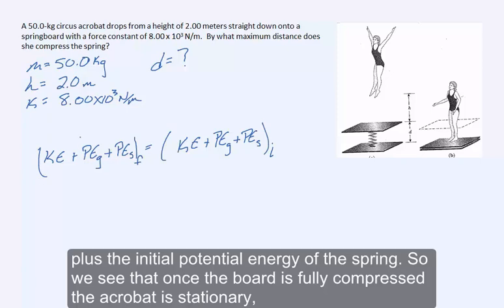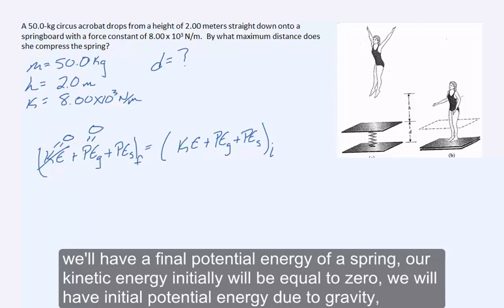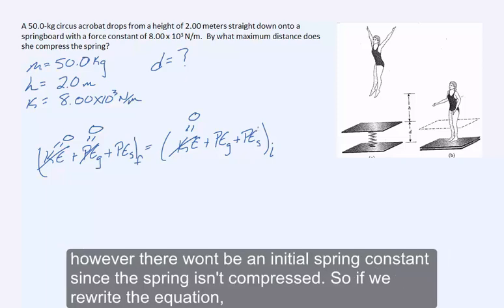So we see that once the board is fully compressed, the acrobat is stationary. Our final kinetic energy is equal to 0. Our potential energy due to gravity is also equal to 0. And since the spring is compressed, we'll have a final potential energy of the spring. Our kinetic energy initially will be equal to 0. We will have initial potential energy due to gravity. However, there won't be an initial potential energy of the spring since the spring isn't compressed.